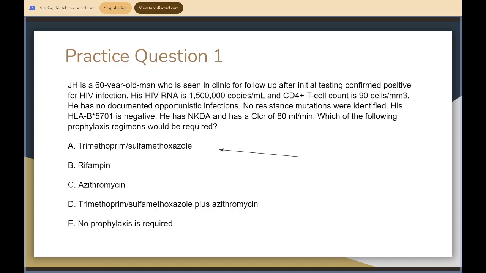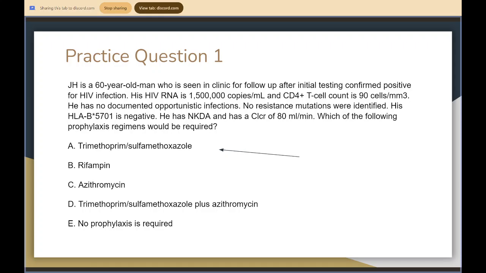Rifampin is only used as a prophylaxis in close contacts of patients with Neisseria meningitidis when the meningitis is confirmed. Choice C would be for MAC, and MAC is not required. Choice E is incorrect because CD4 count is below 200. We have to do some kind of prophylaxis.